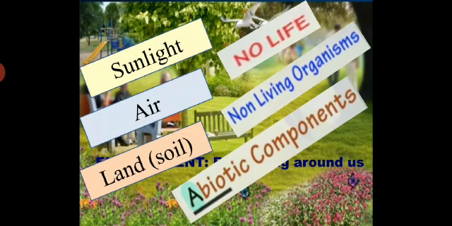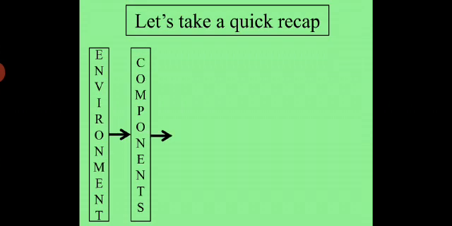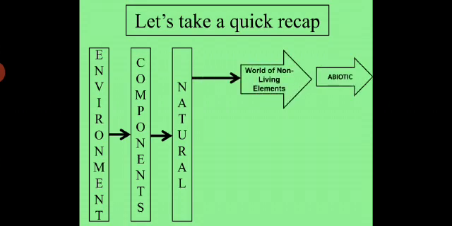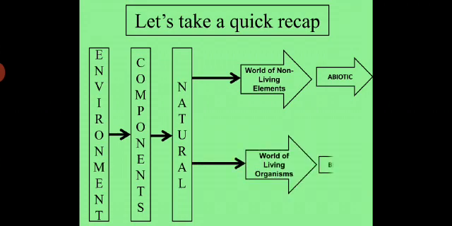Thus, it can be concluded that the natural component of environment refers to both biotic and abiotic conditions existing on earth. Let's take a quick recap for today's session till now. We learnt about environment, which is our surrounding. Then we moved further to its components, where we picked up the natural component of the environment, that is composed of the non-living or abiotic elements and the living, the biotic elements.